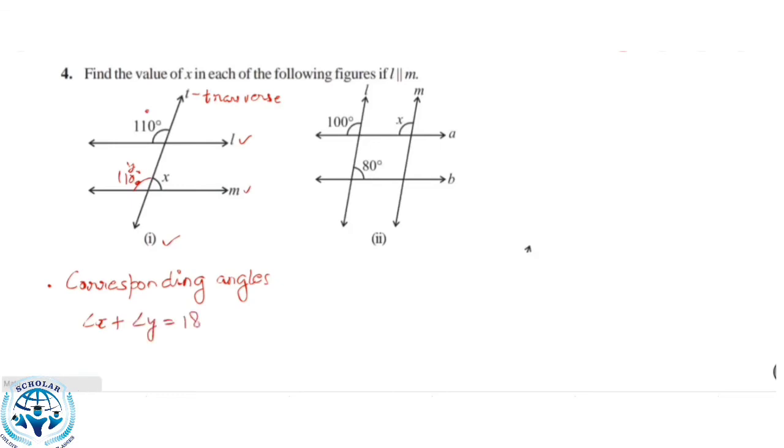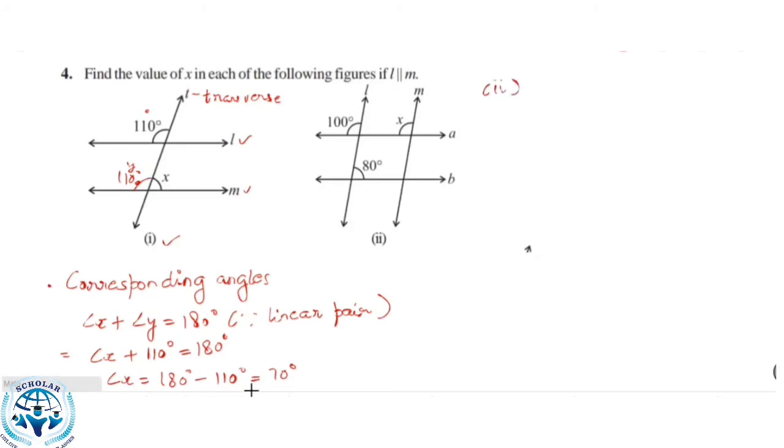calculated as angle x plus angle y is equal to 180 degrees, as it is a linear pair. I have given the name y to this angle. So x plus 110 is equal to 180 degrees, as both are supplementary. x is equal to 180 degrees minus 110, which is 70 degrees. 110 degrees and y, that's why the value of y is also 110 degrees, as corresponding angles are equal.